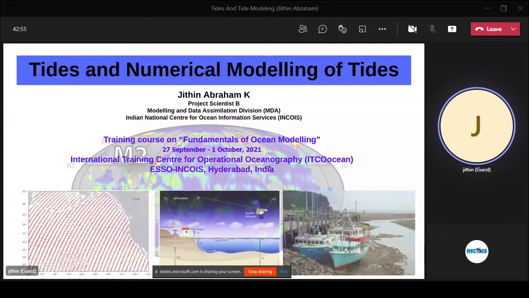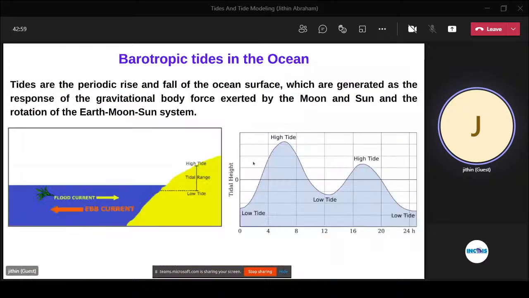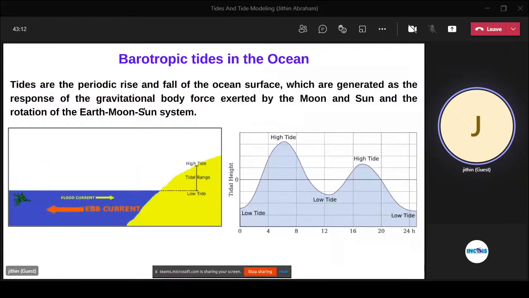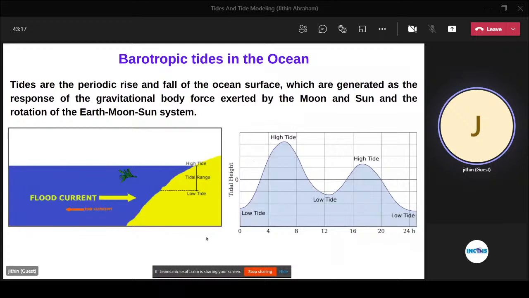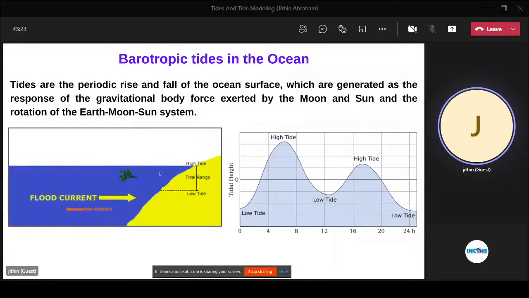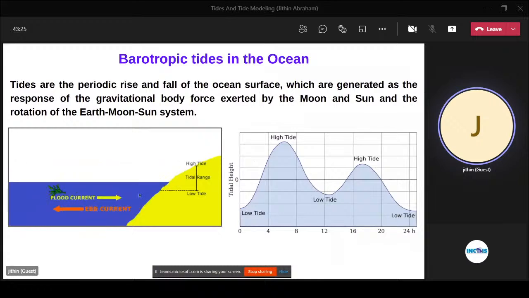So, barotropic tides in the ocean. Tides are the periodic rise and fall that we see on the ocean surface, which are generated as a response to the gravitational force exerted by the Moon and Sun and the combined rotation of the Earth-Moon system. As in this GIF, you can see the movement of water at the coast. The periodic rise and fall of this water level is manifested as tides.